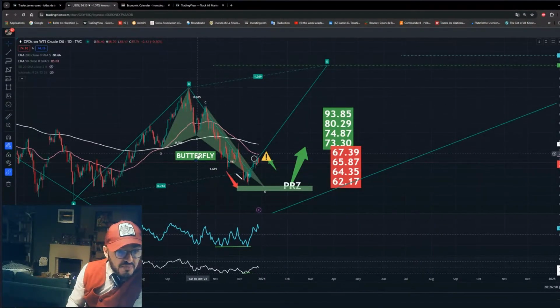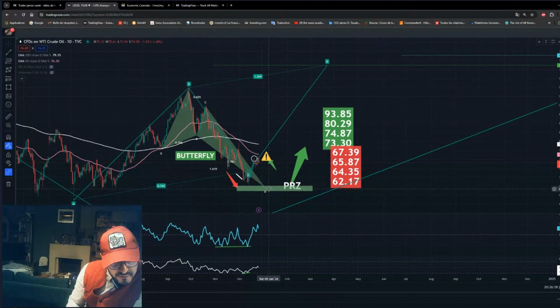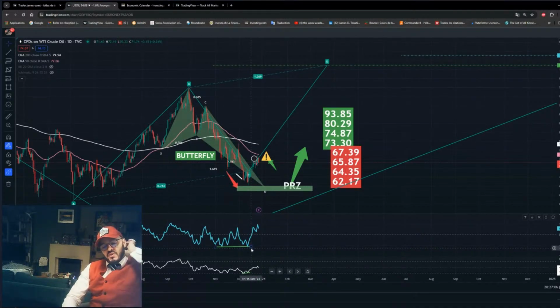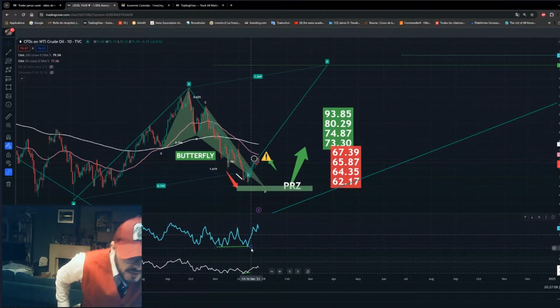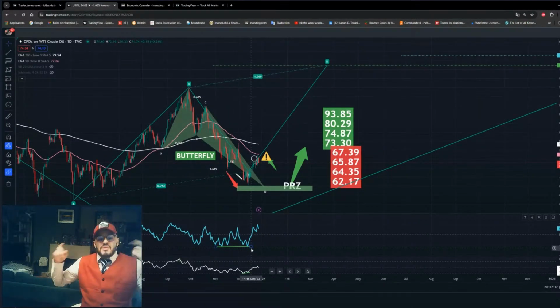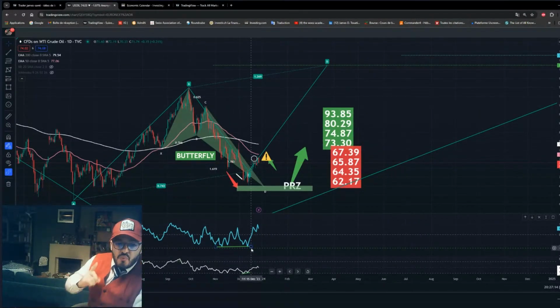And as you can see, this butterfly was really fantastic. I detected this butterfly maybe 2 weeks ago, even more. And then we have the rebound, almost a perfect rebound, plus the divergence here is fantastic. Double bottom on ROC, rate of change. It gives you the speed of the momentum of an underlying. Then it's very important to work with.